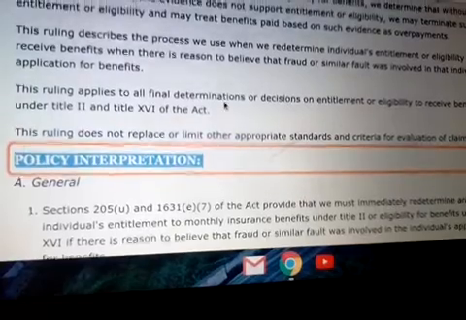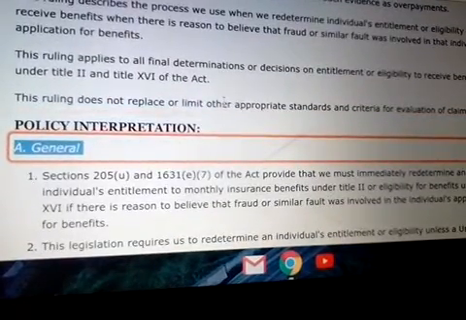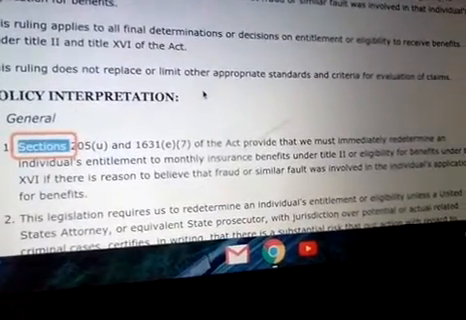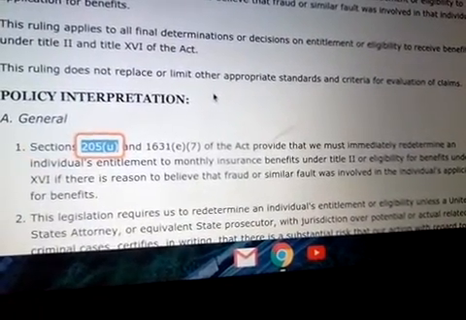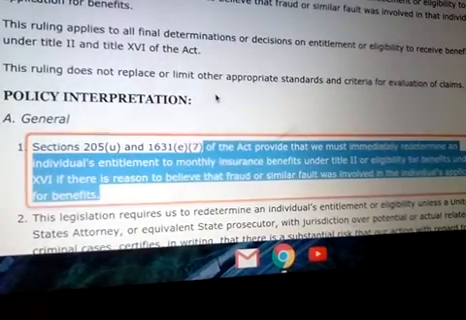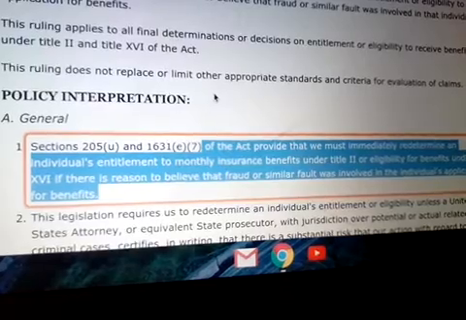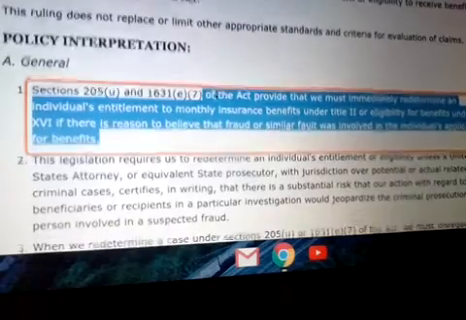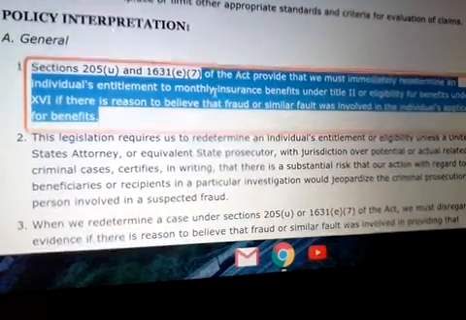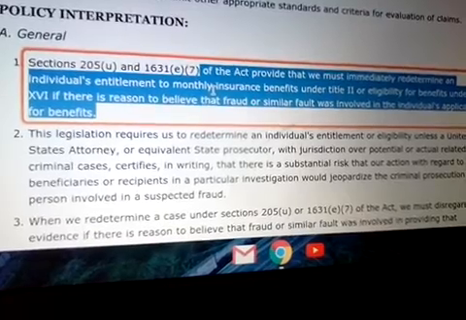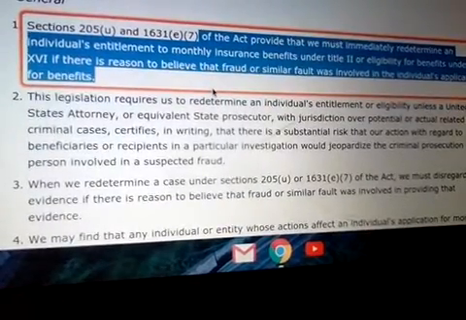Policy Interpretation. A. General. 1. Sections 205(u) and 1631(e)(7) of the Act provide that we must immediately redetermine an individual's entitlement to monthly insurance benefits under Title II or eligibility for benefits under Title XVI if there is reason to believe that fraud or similar fault was involved in the individual's application for benefits.